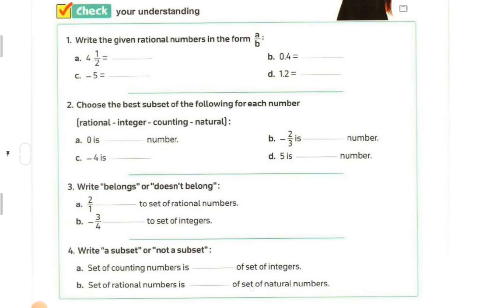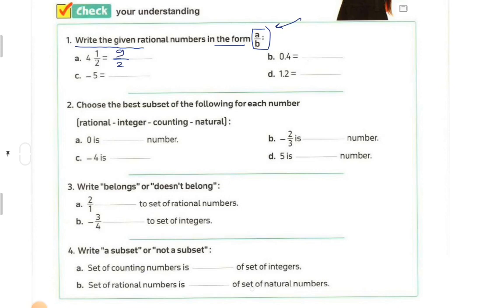Check your understanding. Number 1, write the given rational number in the form a over b. Here we have 4 1/2, a mixed number, right? I need to convert this mixed number to a fraction. We said before that the denominator stays the same, 2, but for the numerator we get 2 times 4 plus 1. 2 times 4 equals 8. 8 plus 1 equals 9.